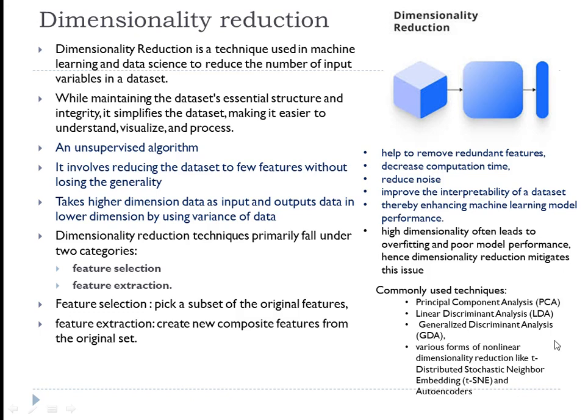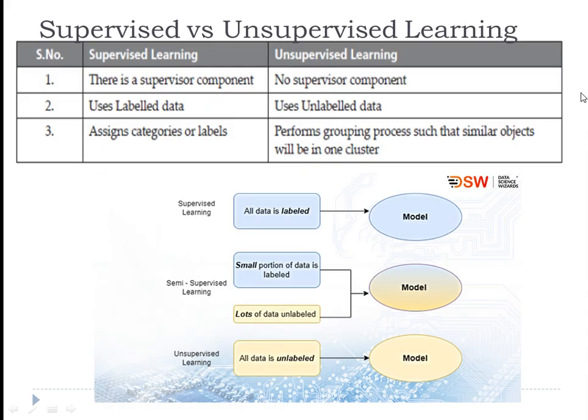Some of this we will be discussing in the next few sessions. So basically, let's try to summarize the differences between supervised and unsupervised. As I told you, in supervised all the data should be labeled. In unsupervised all the data is unlabeled. In semi-supervised, we will see that later, it's a mix of both, right? Some portion of the data is labeled and lots of data is unlabeled.